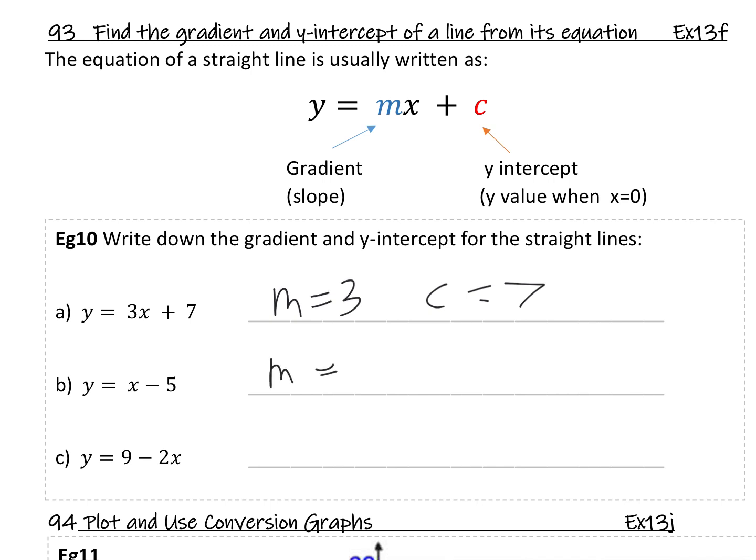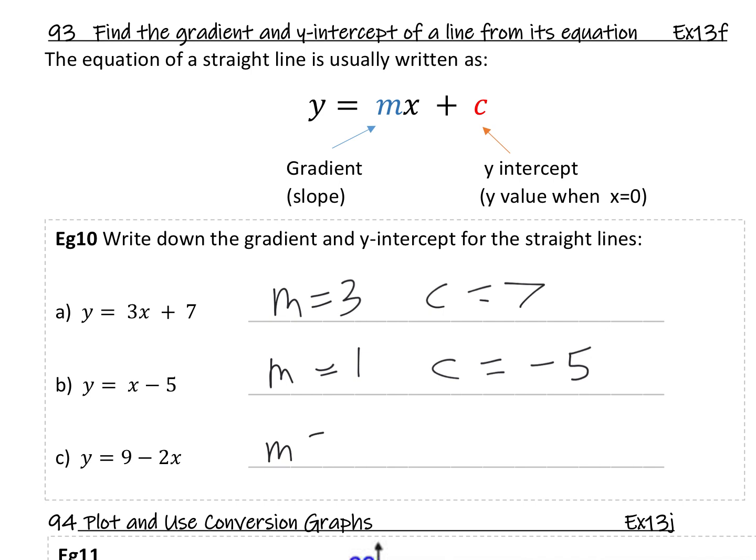In part B, the gradient is the number of x's. There's no number here, but that doesn't mean it's 0. It's just 1x. So for 1x, we just write x, but the number in front of the x is 1. c is what you add or subtract onto the x's. In this case, we're subtracting 5 from it, so that y-intercept is -5.